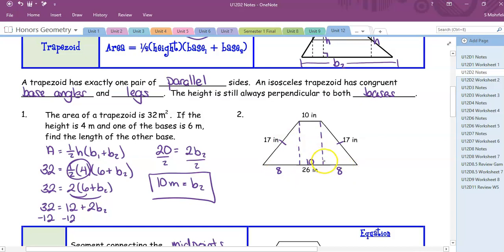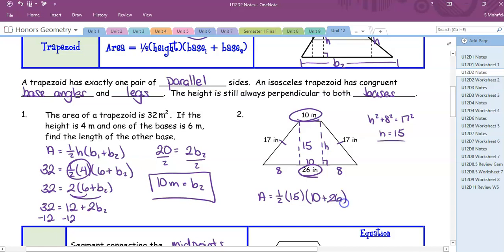So once again, Pythagorean theorem is going to come into play so I can figure out what the height is. So this is h squared plus 8 squared equals 17 squared. Go through and do the math, or remember your triples. The height ends up equaling 15. So now that I know the height is 15, all I need to do is plug everything into my equation. So area equals 1/2 times the height, we said was 15, times base 1, which is 10, plus base 2, which is 26.